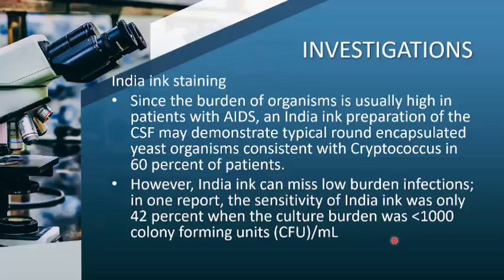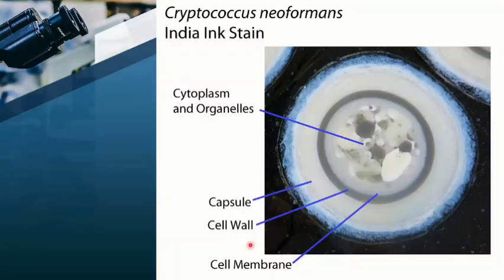But if there are more colony forming units, let's just say 3,000 going up, you can see that the Indian ink will be picking that up. But if it's low, and you still suspect that the patient could actually have crypto, you need to do BioFire. This is what it looks like on India ink. You can see this is the cytoplasm and the granules, this is the cell wall, and this is the capsule.